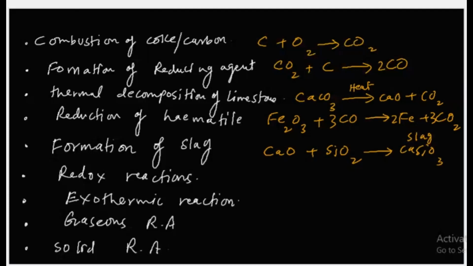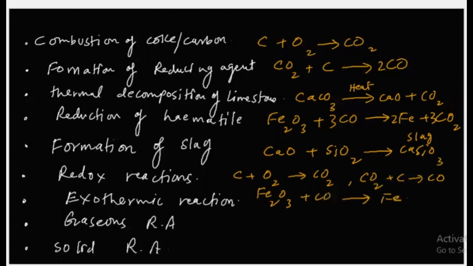Now, if we look at the redox reactions, almost all the reactions are redox. This is a redox reaction, the formation of carbon monoxide. This is also a redox reaction. The reaction between iron 3 oxide and carbon monoxide to form iron and carbon dioxide is also a redox reaction. You can explain it in terms of oxidation state or in terms of loss or gain of oxygen.